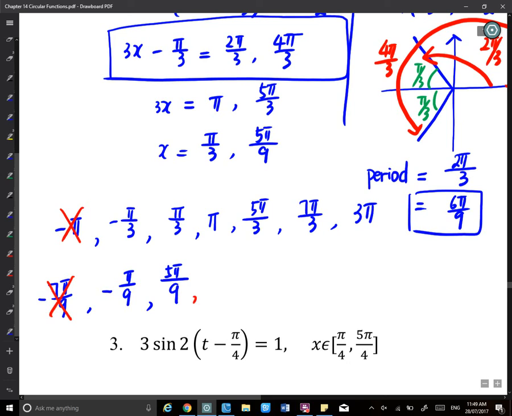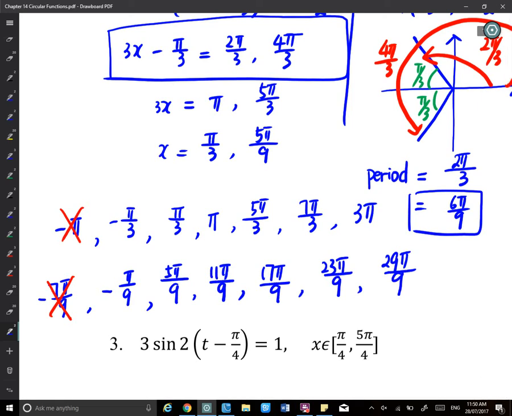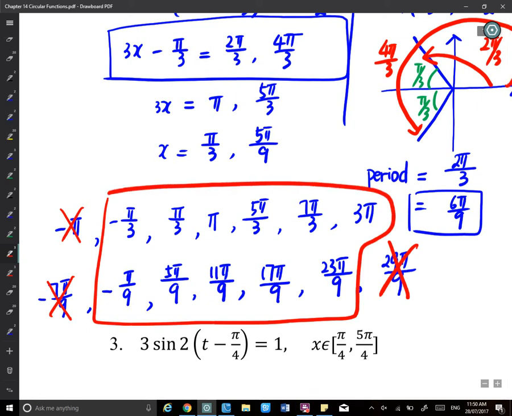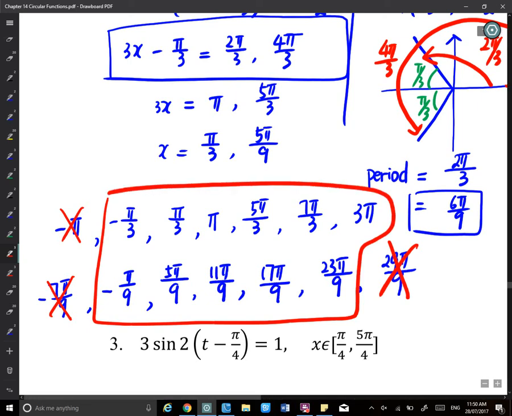Then I will keep adding to them. That's 11 pi on 9. I'll add another 6 pi on 9, I have 17 pi on 9. Yes, you keep adding. 23 pi on 9. Add another one is 29 pi on 9. Is that one working? No. 27 pi on 9 is the last number you can have. So that one is outside. So I won't have this one. So all the possible solutions are here.